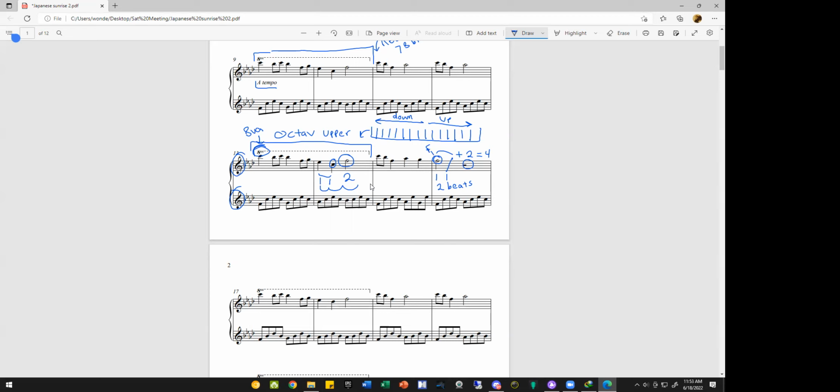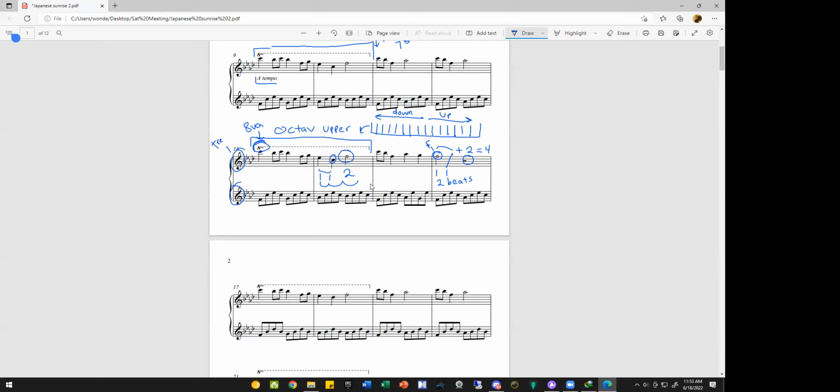So far we haven't met any additional accidentals, the ones that force you to play the notes in a different way.